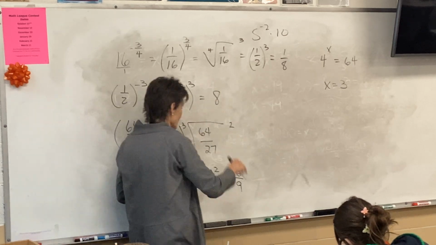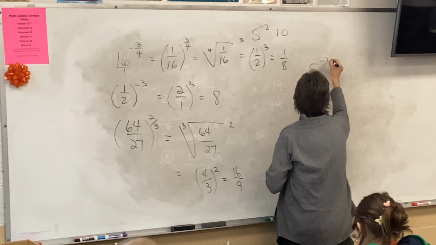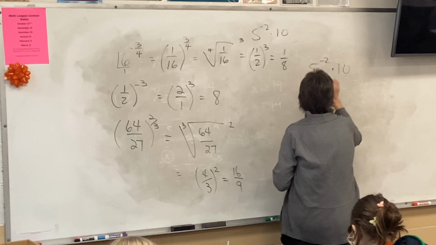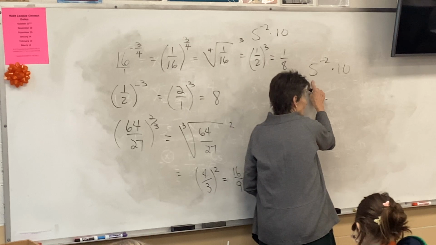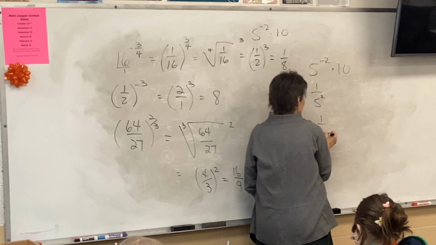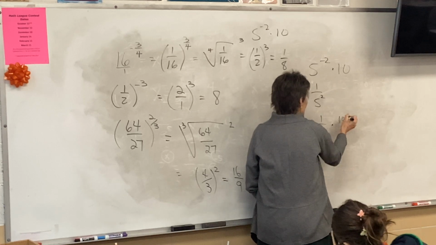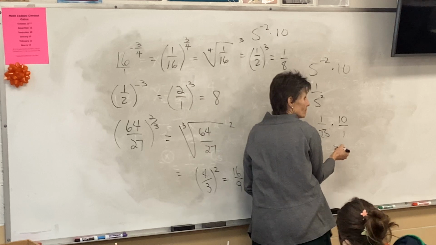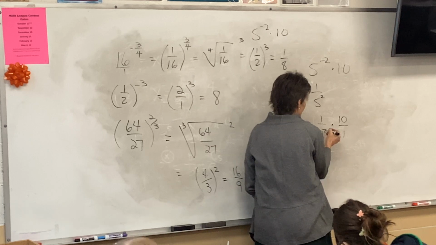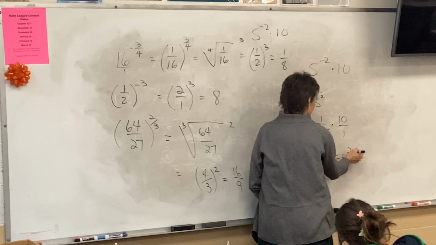And then that one, that last one there, 5 to the negative second times 10. What's 5 to the negative second? 1 over 5 squared, which is 1/25, times 10 over 1, right? So 10 over 25, which reduces to 2/5.